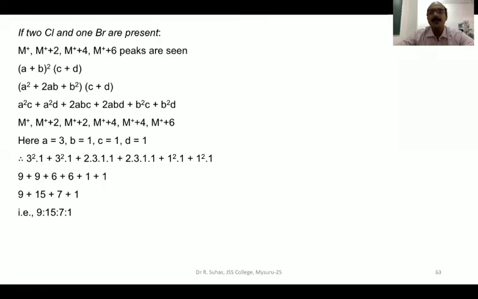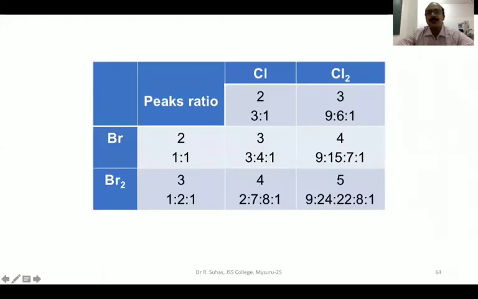Similarly, you can calculate for any number of chloro and bromo in a compound. You can say 2 bromo and 1 chloro. If there are 2 bromo, what you have to do is (A plus B) into (C plus D) whole square. Always A plus B for chloro, C plus D for bromo. That you have to remember. Then N depends on the number of chloro and bromo present in the compound. So based on this, in general, we can have one thing here. This table clearly gives the peak intensity ratios.